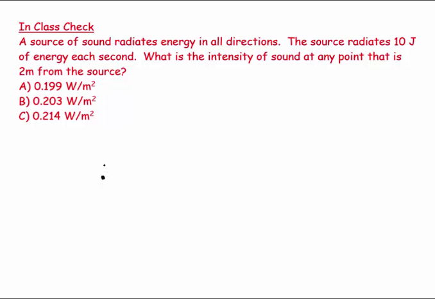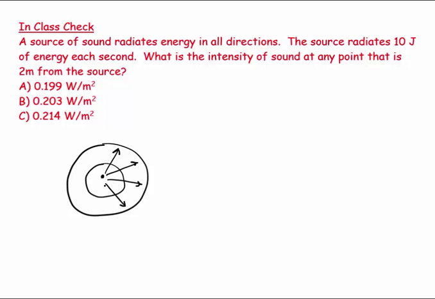Here's a source of sound, and I'm going to show the kind of energy moving away from the source. If you imagine that's like a compression wave moving away, it's going to go in all directions evenly, so it's spherically symmetrical. And you can kind of see as it moves away from the source, it spreads out over a bigger and bigger surface area of a sphere, and that's why it gets less intense.